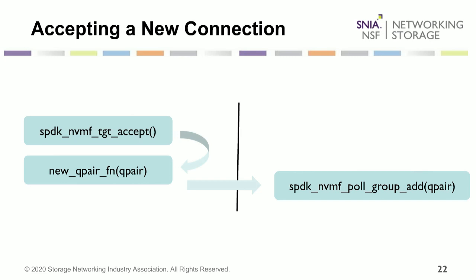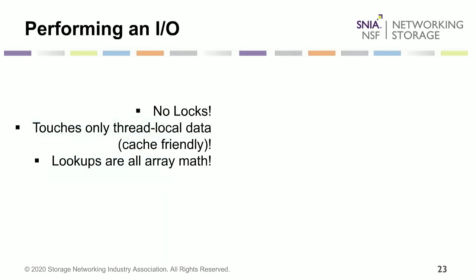Okay, so once the queue pair is assigned to a poll group, it starts getting incoming messages. It's a connection now, it's established. The first message is always a connect message and administrative stuff, and then after that it can get I/O. And so I'll talk a little bit about what happens when it gets an I/O command on a poll group.